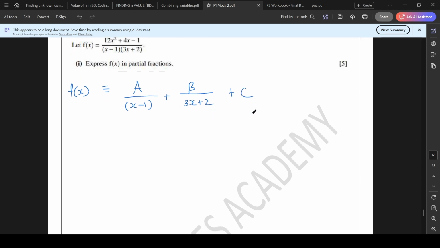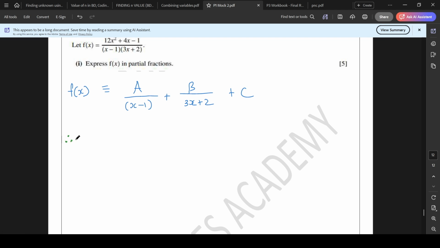improper fraction format. Now I just need to make the common denominator of (x minus 1)(3x plus 2) for all the terms. I just need to think about what I can multiply and divide with A so that I get (x minus 1)(3x plus 2) in the denominator. And for each term I need to think the same thing and then compare the numerator part. So let's go ahead and complete this.